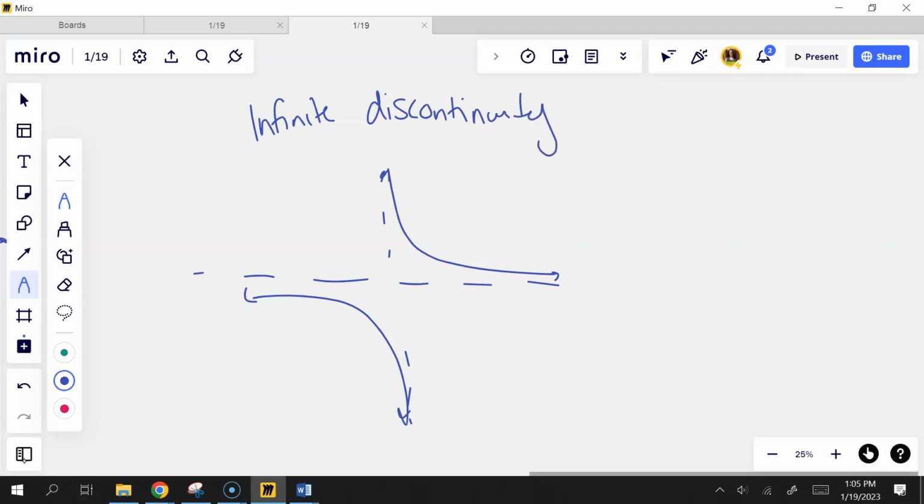Do it? Do it? Does it? Oh, okay. I couldn't see it. Okay. So yes, that's an infinite discontinuity. So if it has an asymptote, that causes it not to be continuous.